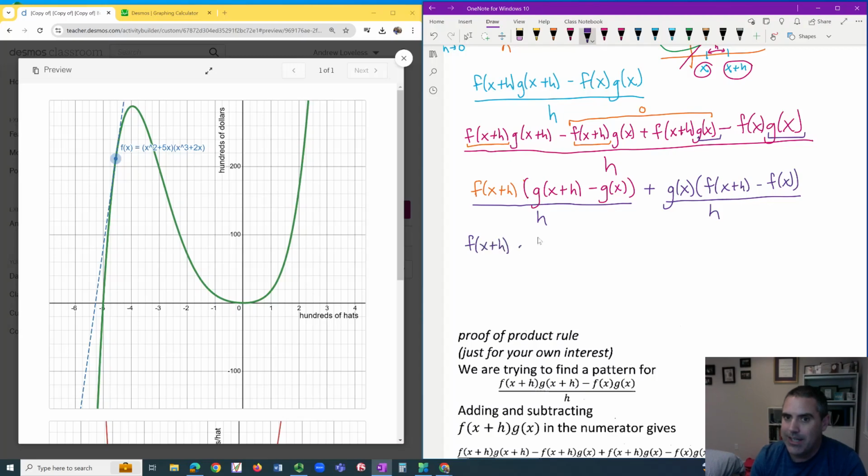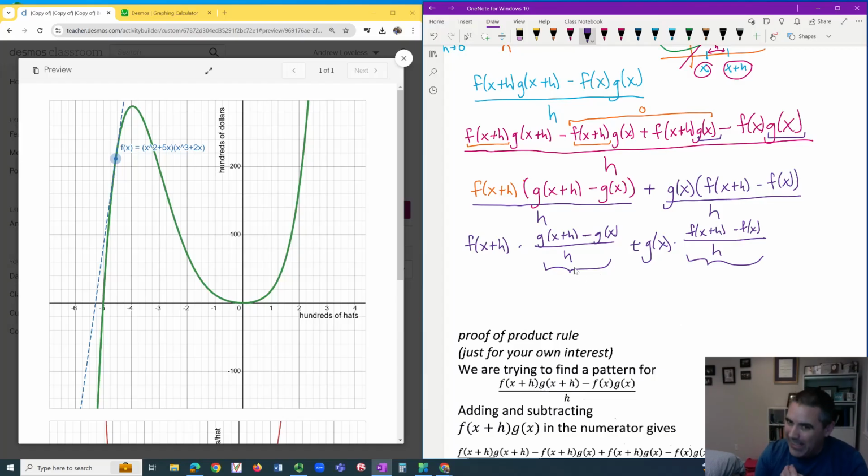Which is this times g of x plus h minus f of x. And then I would have you, if I was in class, say, what is that thing? And then I'd write g of x, and I'd have dot f of x plus h minus f of x over h. And I would ask you, what is this thing?